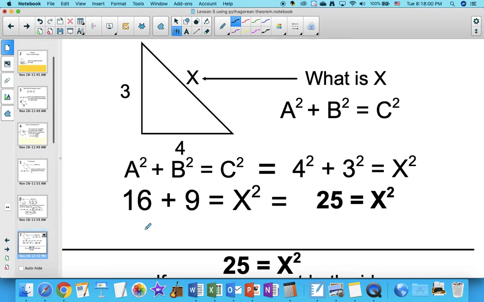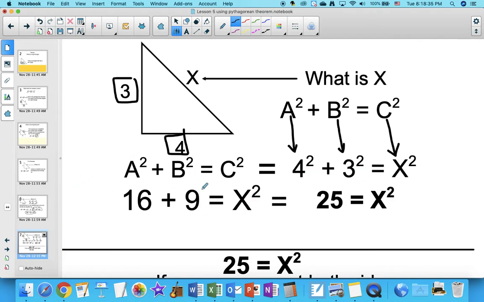Okay. Now that I have 16 plus 9 equals x squared, I can simplify it even more. So I had a squared plus b squared equals c squared. I made 4 side a, so I replaced the a with 4. I made this 3 side b, so I replaced this b with 3. And I made side c x, so I replaced this c with x. So I have 4 squared plus 3 squared equals x squared. Then I simplified. 4 squared is 16, 3 squared is 9, and we just have that x squared.